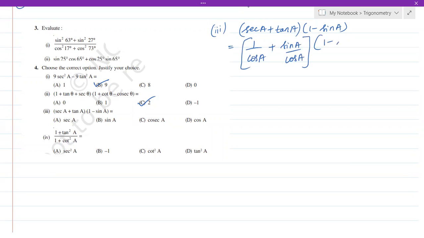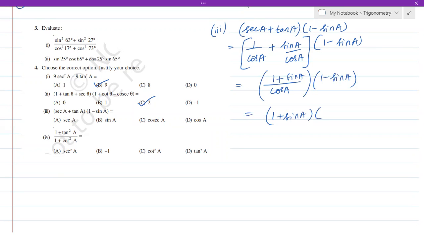into 1 minus sine A. Now, if you observe, after converting into sine and cos, we must take LCM. Here the denominators are the same. Therefore, cos A once, the numerator will become 1 plus sine A, into 1 minus sine A. Here, we have to multiply, right? How do we multiply? Numerator with numerator. So, 1 plus sine A into 1 minus sine A. Numerator into numerator, denominator into denominator.